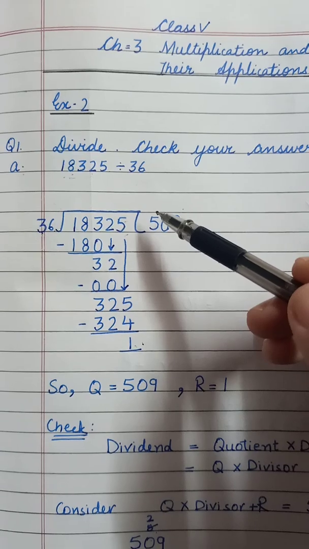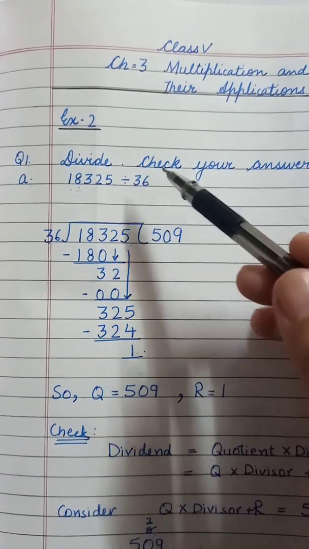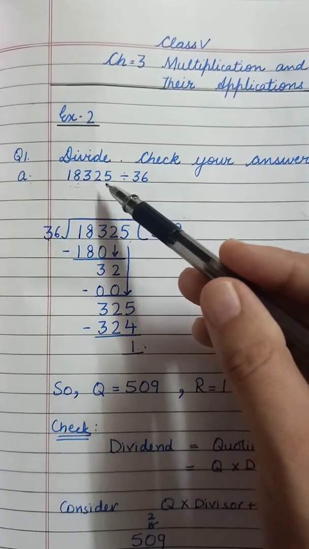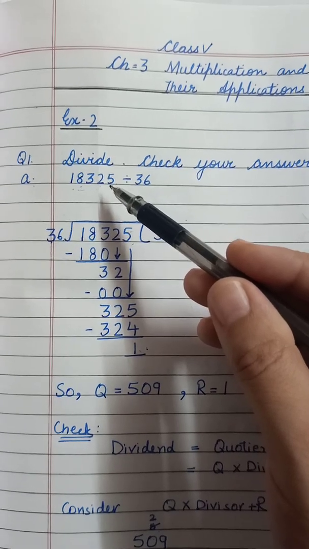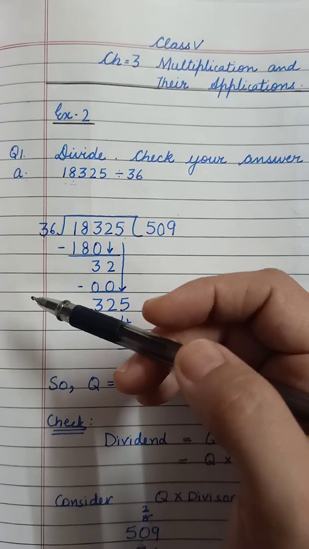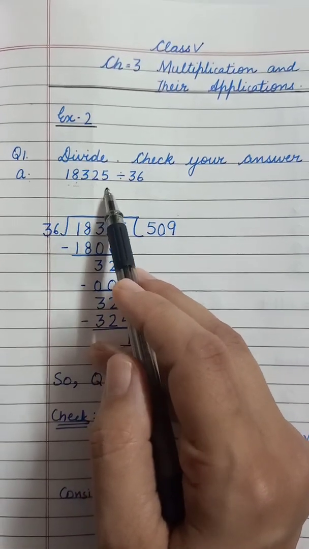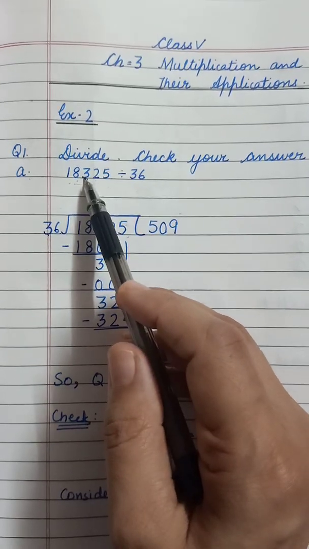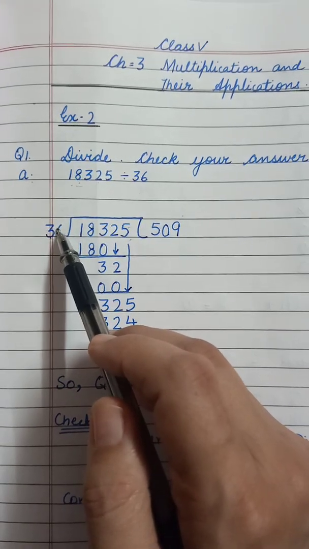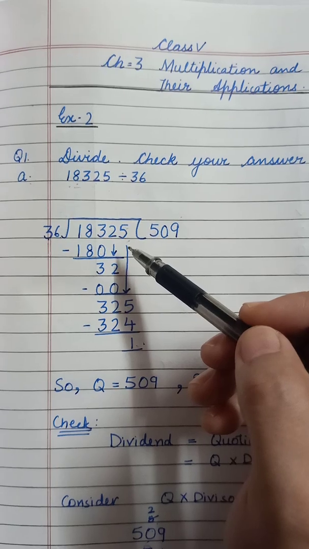In class 4, you have already learned how to divide 3 or 4 digit numbers by a 2-digit number. Now here, instead of a 3 or 4 digit number, we have a 5-digit number. The procedure is almost the same. Now let's start. So here you are to divide 18,325 by 36. This is the dividend and this is the divisor. The divisor is always written outside and the dividend is written within the brackets.